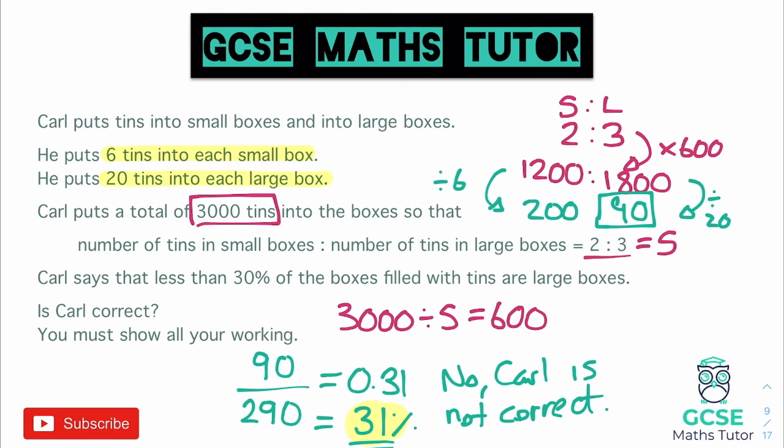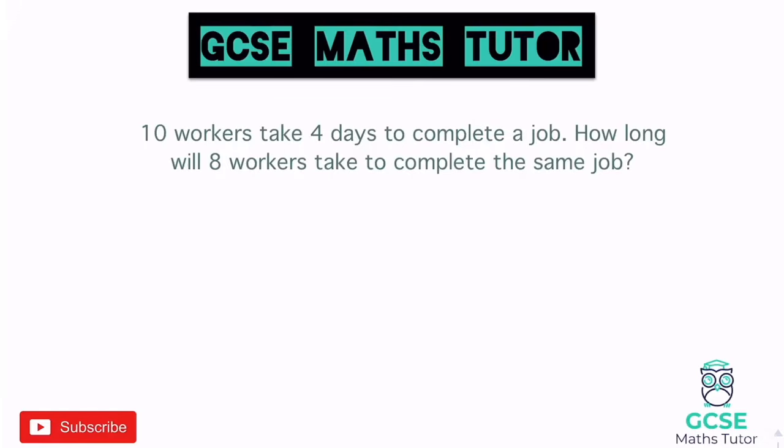This first one is: 10 workers take 4 days to complete a job. How long will 8 workers take to complete the same job? Now logically we've got fewer workers, so it's going to take more time. What people are quite tempted to do here is to say, okay, 10 workers, 4 days, divide by 4, working out 1 day, and then times it by 8. That's completely wrong because that's going to give us a much lower number than the 4 days.